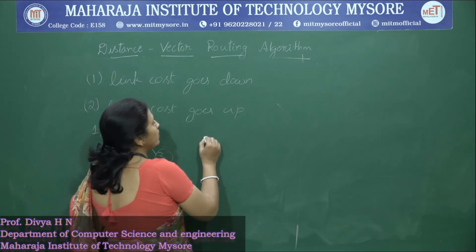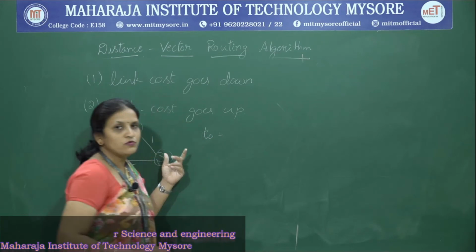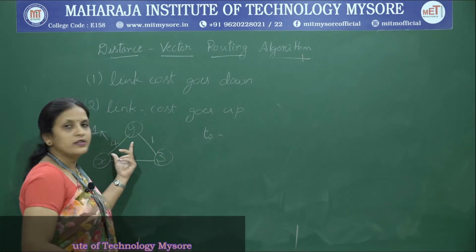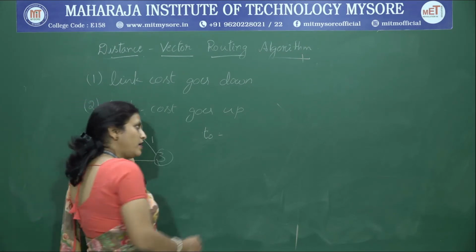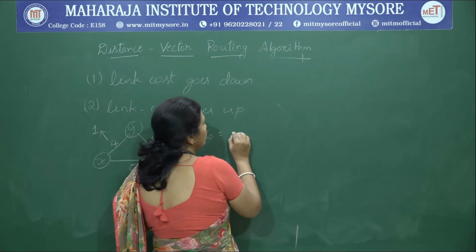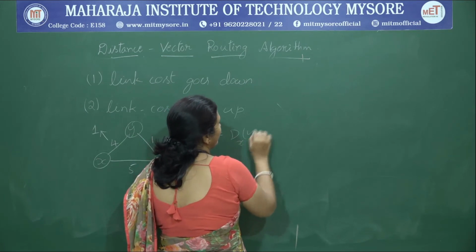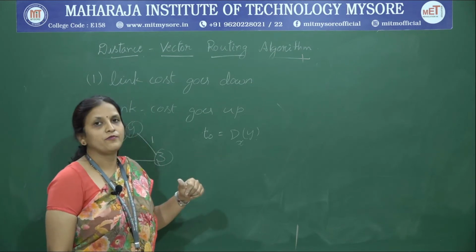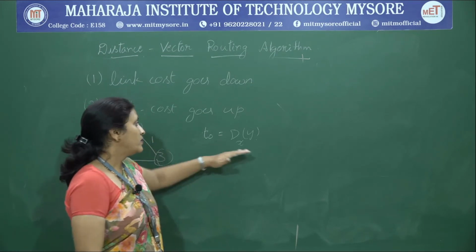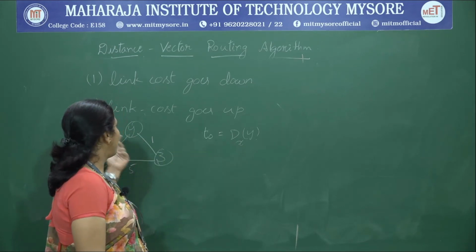So, when y comes to know at time t0 that there is a drop in the link cost of y to x, right, it calculates its new value dx of y using the same Bellman-Ford equation. Once it is calculated, it changes its value from 4 to 1.